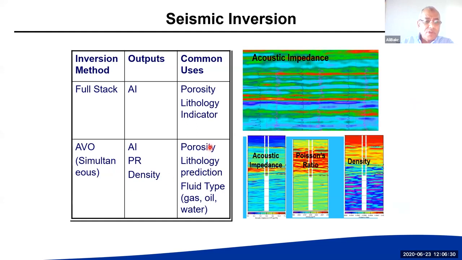You can get porosity, lithology, and output. You can get acoustic impedance, or porosity and density, and you can make predictions for fluid type, whether it's gas, oil, or water. You can do what we call fluid substitution. You can do many things using seismic inversion. Well, this is just a flyover of all that the seismic data can give you.